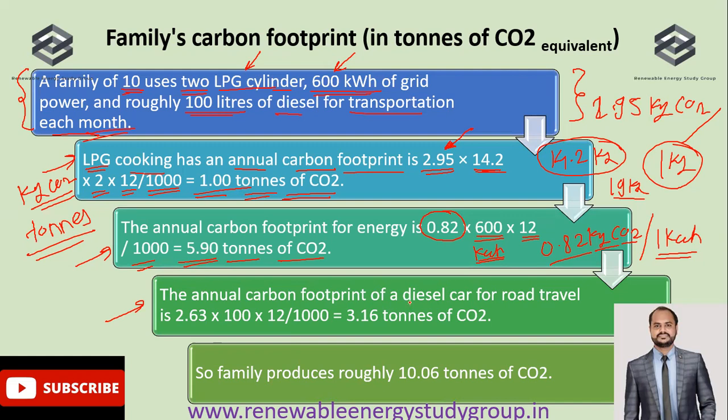Next is the annual carbon footprint of the diesel car. We'll consider the family is utilizing a car which runs on diesel fuel, and monthly consumption of diesel will be 100 liter. So we have to consider once again the emission factor, that you can say 2.63. So 2.63 kg of CO2 gas has been emitted per kg burn of diesel fuel. Whenever we are burning 1 kg of diesel fuel or 1 liter of diesel fuel, it is responsible for generation of 2.63 kg of carbon dioxide.